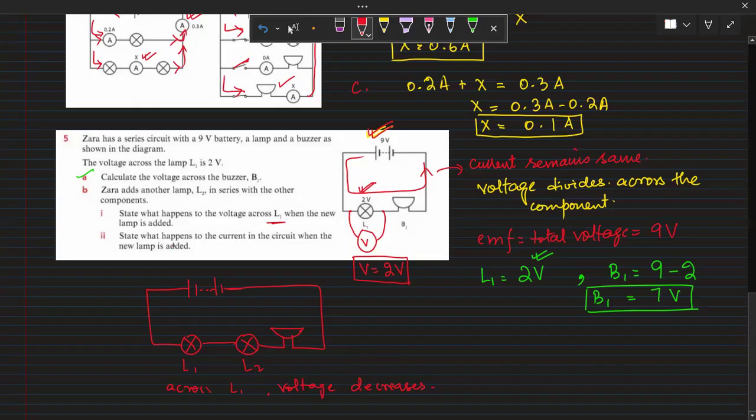Now in the part 2, state what happens to the current. Because when you add load in the circuit, the total current decreases. Okay, you can add yourself.